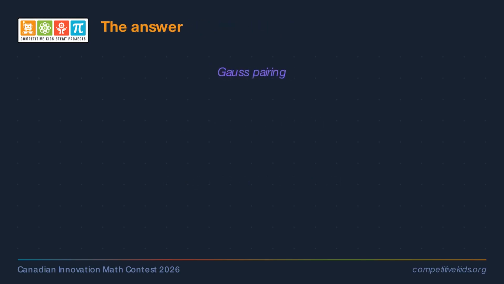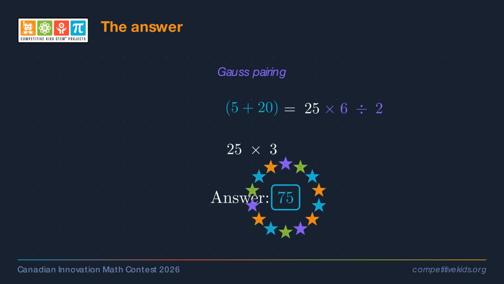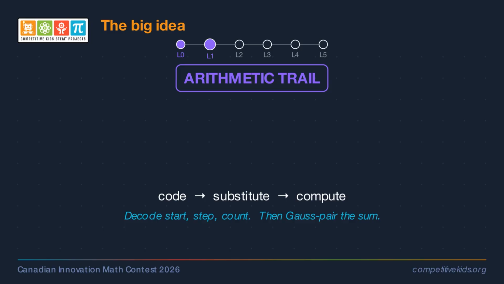Use the Gauss trick. First plus last is 5 plus 20. That is 25. Times the count of 6, divided by 2. 25 times 3, that equals 75. This is the arithmetic trail rule.